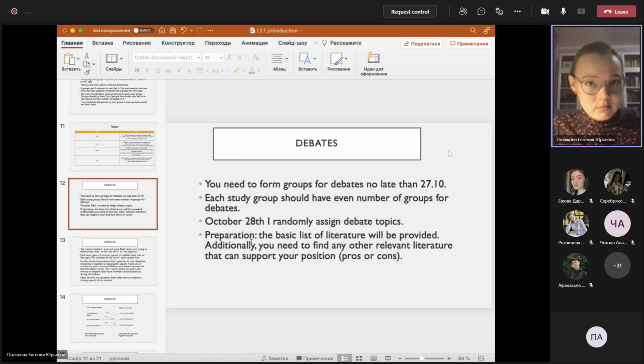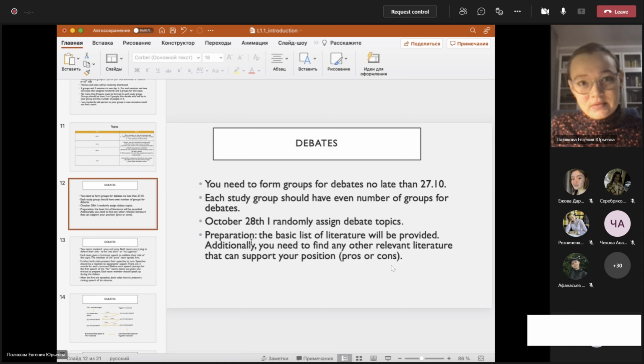Yes, we do. And we also understand that in case of overpopulation in some group, the so-called mixed groups will be moved to another time.